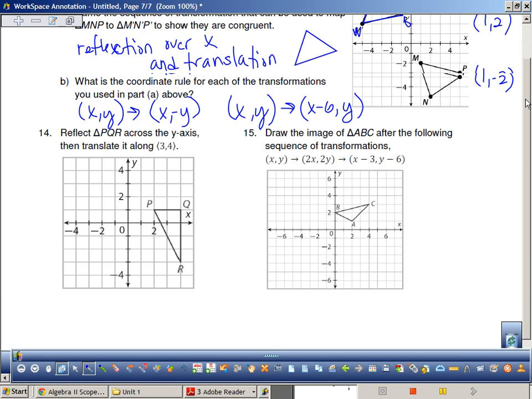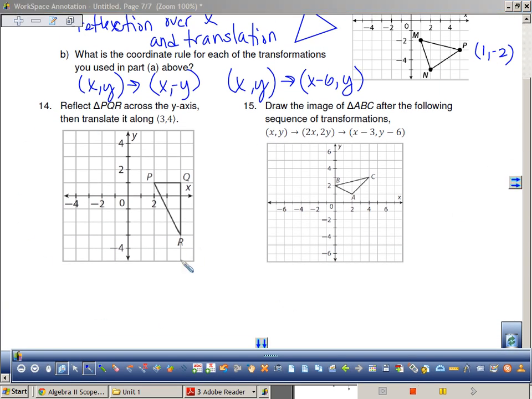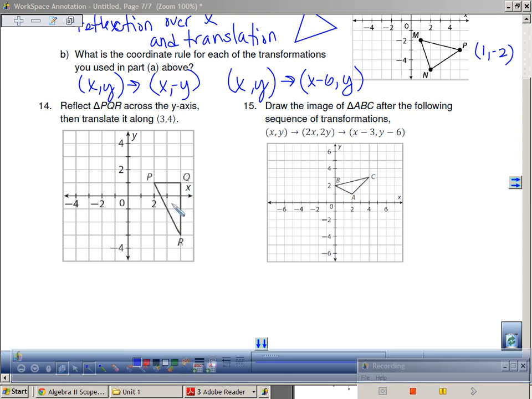Okay. If you want, you can go home and try this stuff and see if you get it right, and then come back, and if you still don't get how to get it right, we can look at it again, okay? All right, reflect PQR across Y. So first thing I'm going to do is go across Y. When I go across the Y, what changes?